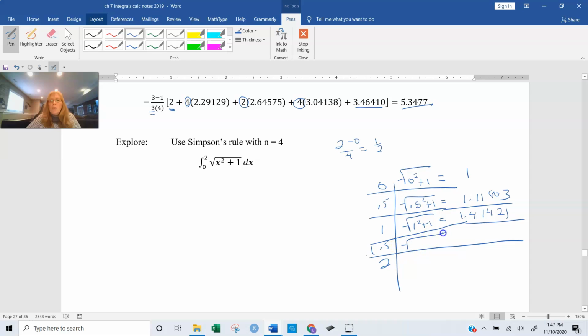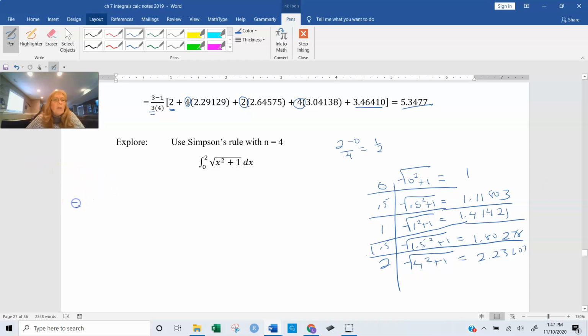Plug in the square root of 1.5 squared plus 1. You get 1.80278. Plug in your 2, the square root of 2 squared plus 1, or the square root of 5, and you get 2.23607. Okay, applying the Simpson's rule.